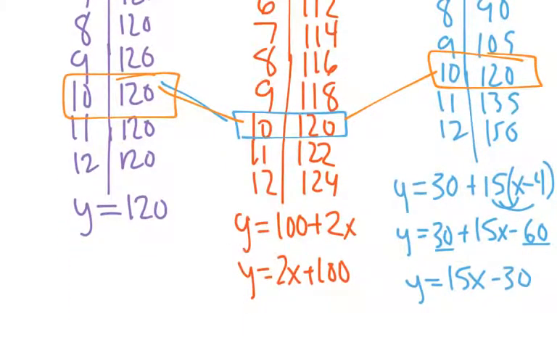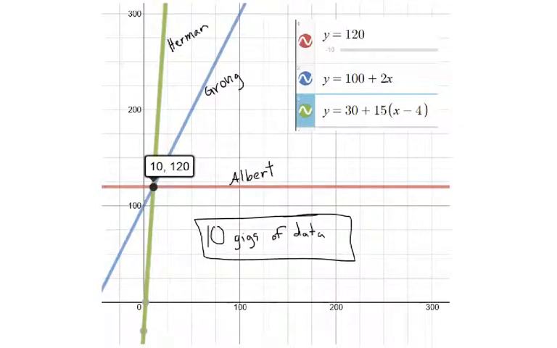Okay, and if you wanted to graph it, this is something what it would look like. Okay, here's the equations I used. I used the more complex equation. You could have made that y equals 15x minus 30. You got the same thing. Okay, so we can see they all intersect there at 10 gigs of data.